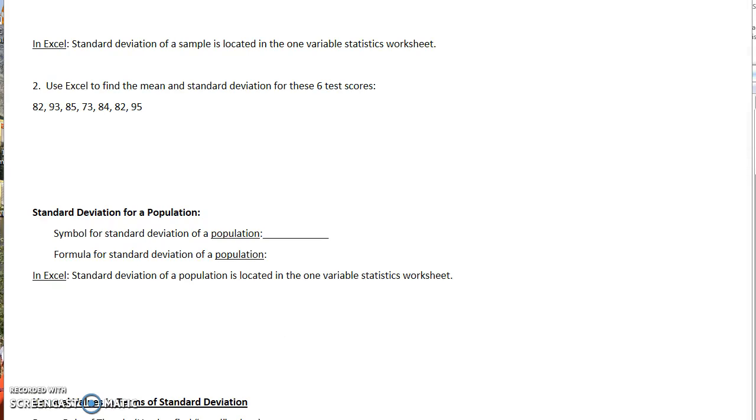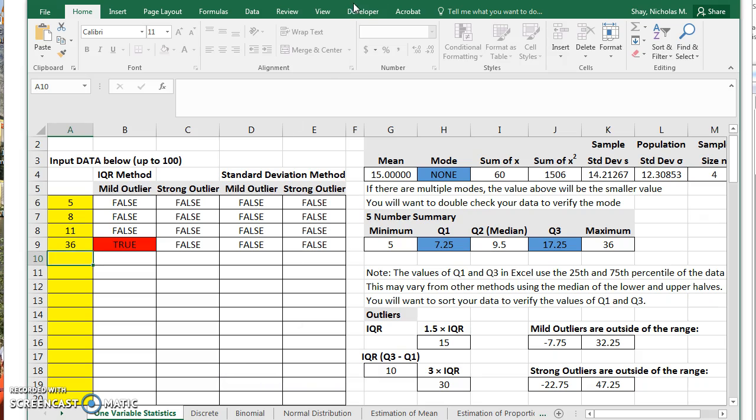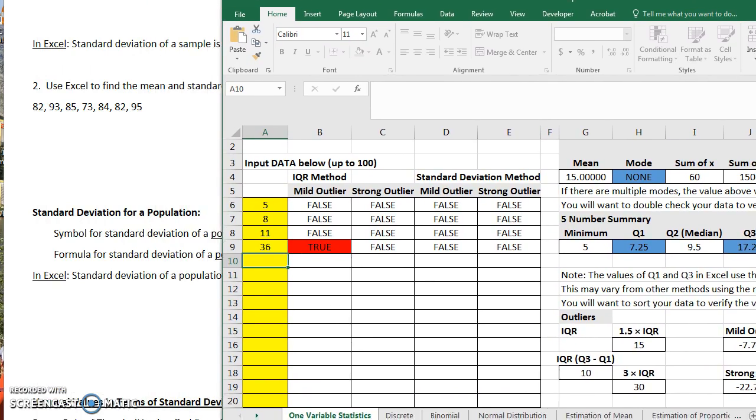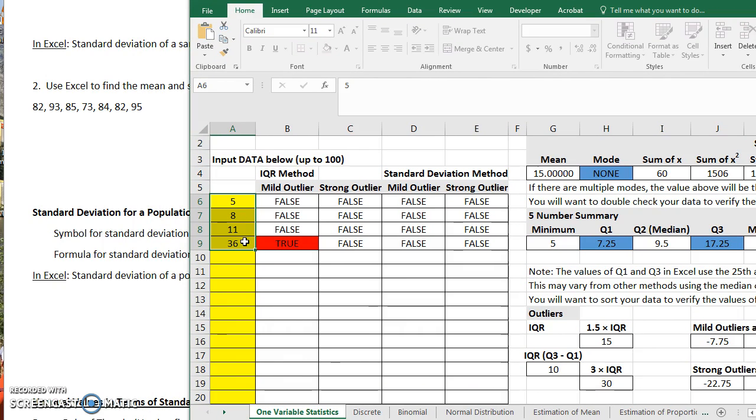All right, so in this video, we're going to talk a little bit more about how to use Excel to find the standard deviation. It's not too bad. So what you're going to do is type these values into the Excel spreadsheet: 82, 93, 85, 73, 84, 82, and 95.